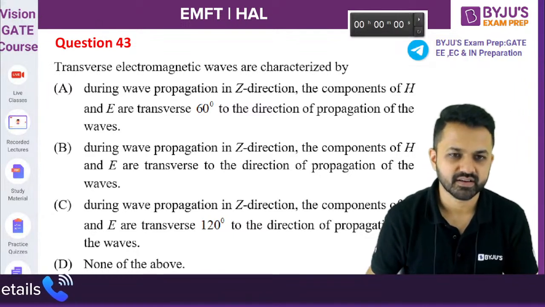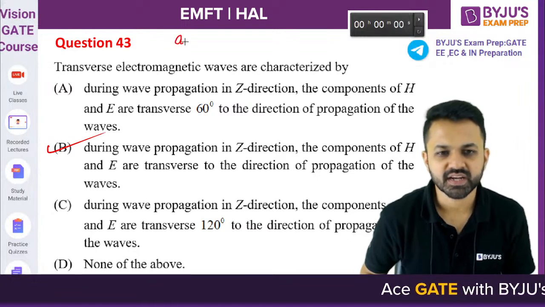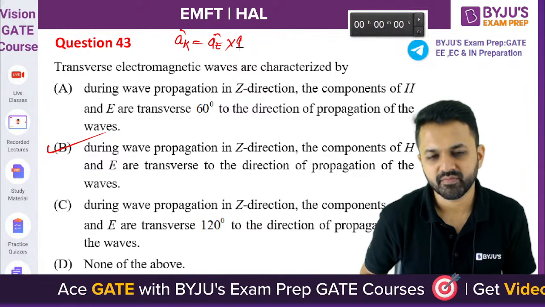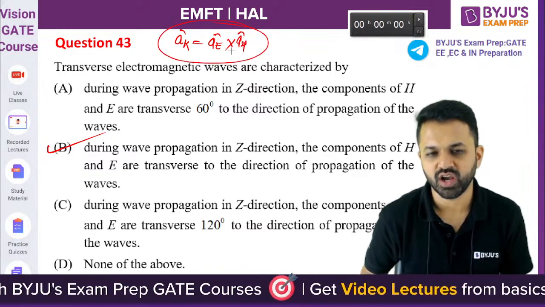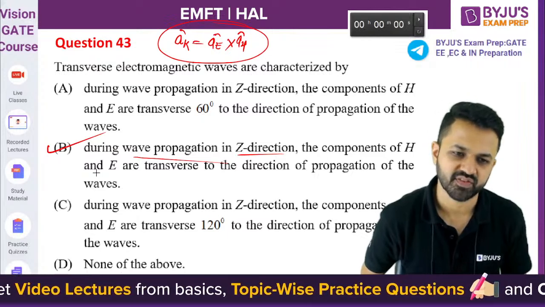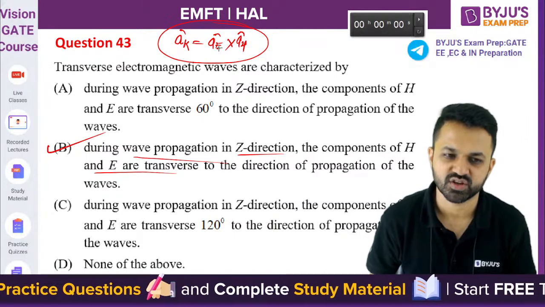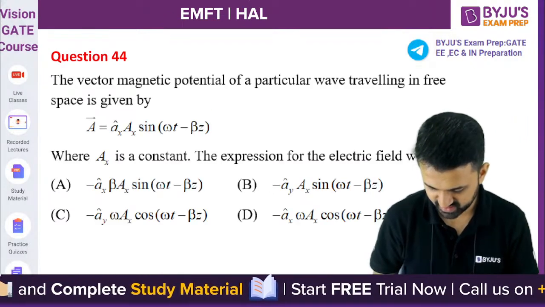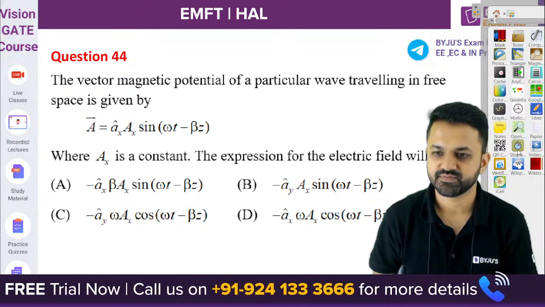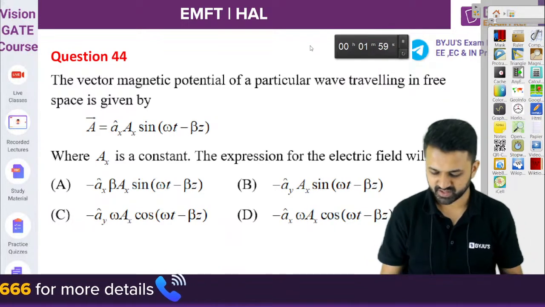43B, correct. The correct answer is 43B because we know that the electric field, the direction of propagation, and the magnetic field are all perpendicular to each other. So when the wave is traveling in the z direction, the electric field and magnetic field both are perpendicular to the direction of propagation. Answer is B, correct. Yes, Sonali, correct. Chinmay, correct. Now answer this question, guys. There are more students to participate other than Bhanu.